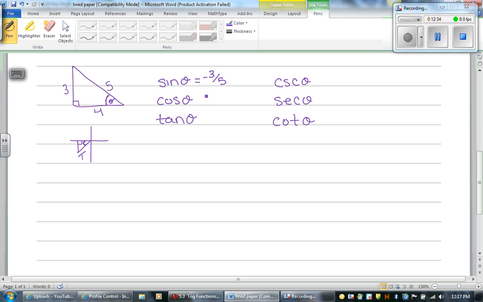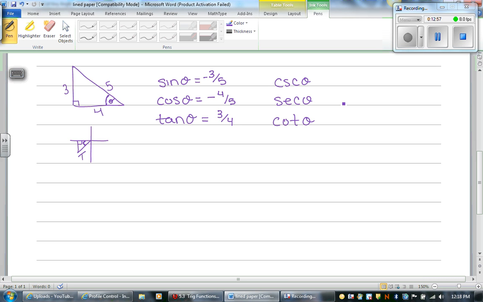Cosine is adjacent over hypotenuse. So that's your 4/5. And again, third quadrant, cosine is negative. Tangent is opposite over adjacent. So opposite, adjacent. And because we are in the third quadrant, tangent is positive.